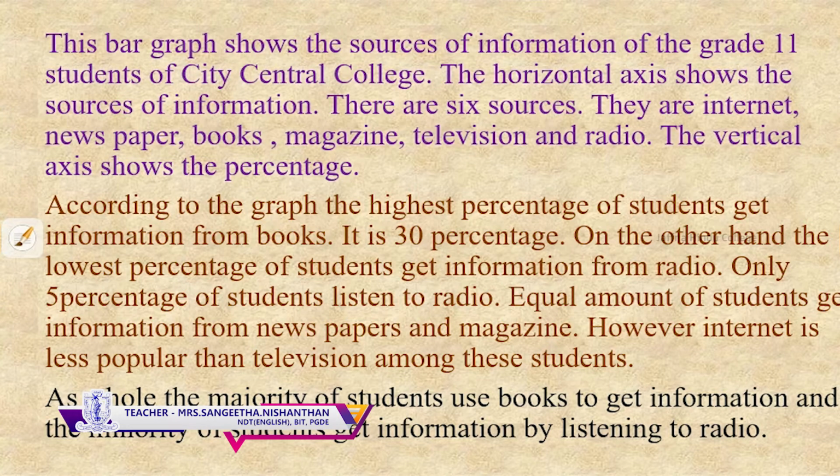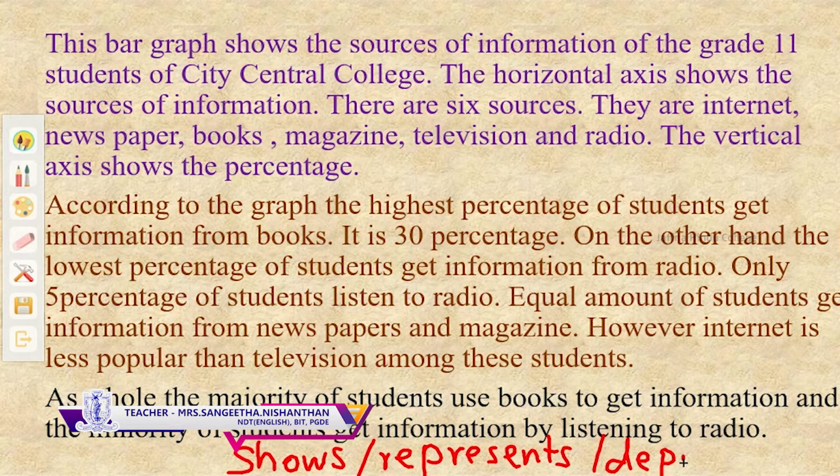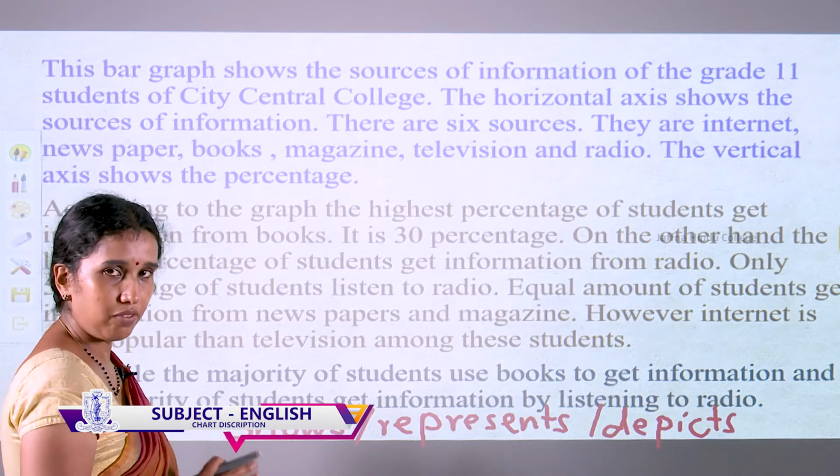So first, the title is given in the introduction, and then the horizontal axis, what it represents. We can use verbs such as shows or represents or depicts. These are the words that can be used here. Depicts the sources of information. There are 6 sources. They are internet, newspaper, books, magazine, television and radio. The vertical axis shows the percentage. This is enough for the introduction. Don't write too much and mess up everything.